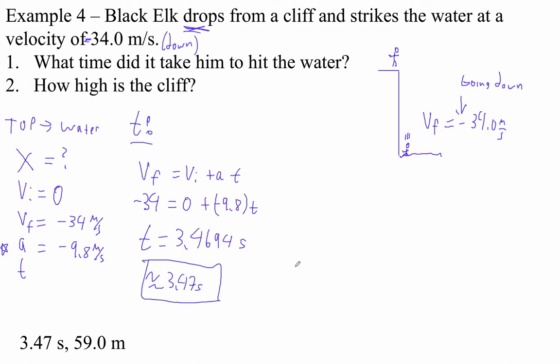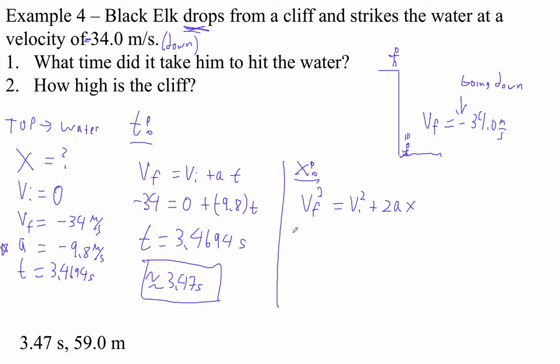Okay. And then how high is the cliff? I could use this time, but what I'm going to do is use no t. So to find the x, I'm going to use this guy. I know it's working a little extra hard, but I can do this without using that time, and I like that better. Because if I got the time wrong, I'd also get this wrong, and we'd crash our rocket ship or something like that.